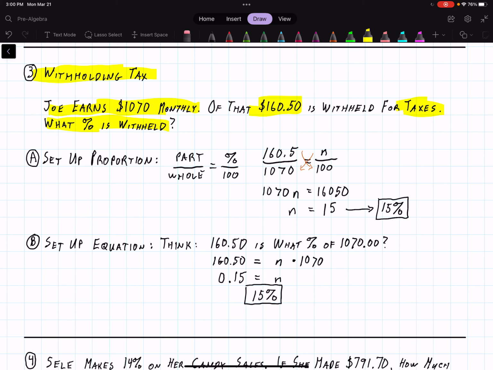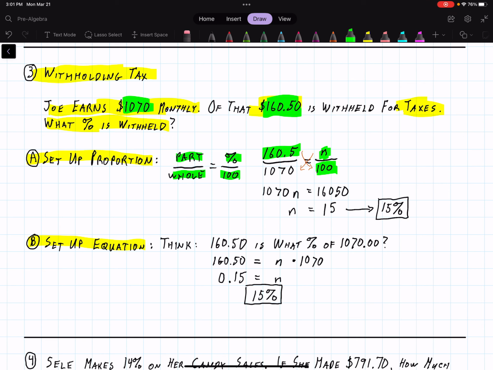Well, we're going to do this by either setting up a proportion or setting up an equation. So we're going to do it twice. Let's set up the proportion first, because I always like the proportion. We've got the part over the whole equals the percent over 100. Well, we know that we don't know the percent. So that's where our variable goes, and it's always over 100 in a proportion. Now we just got to figure out what's the part and the whole. Well, the withholding amount is the part. The total monthly pay is the whole.